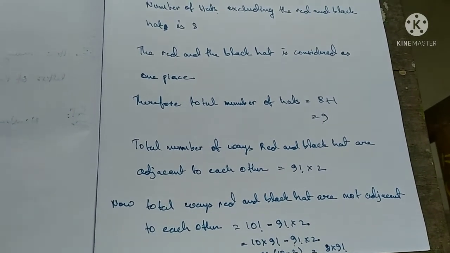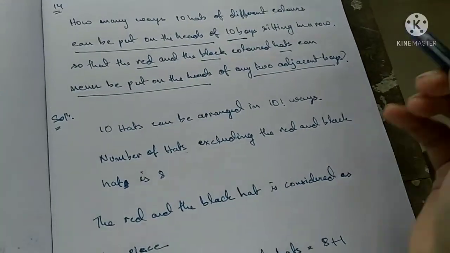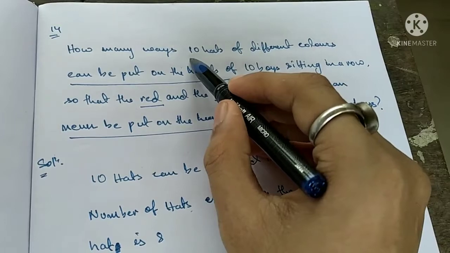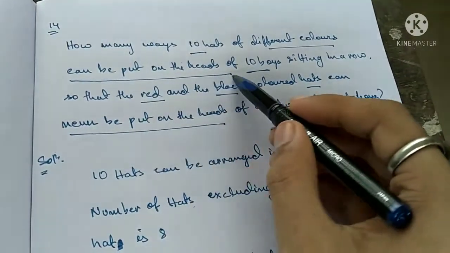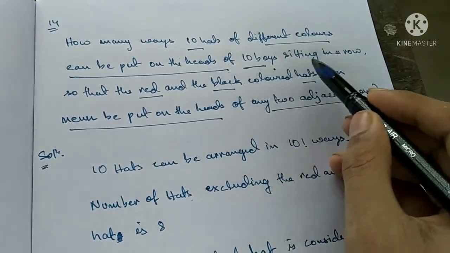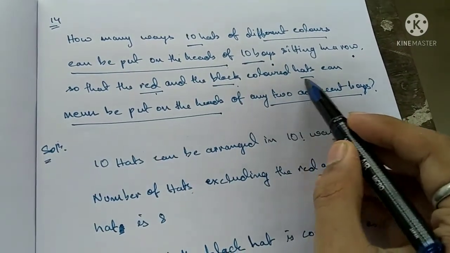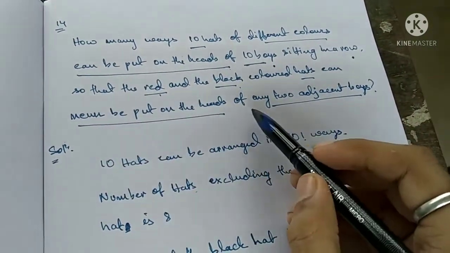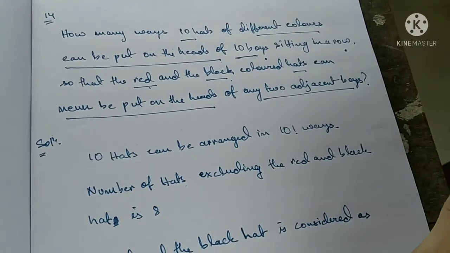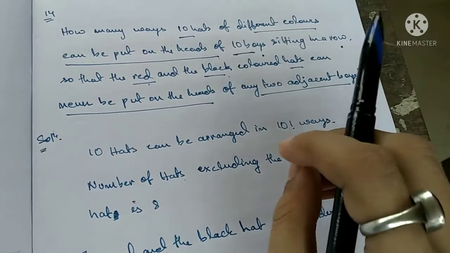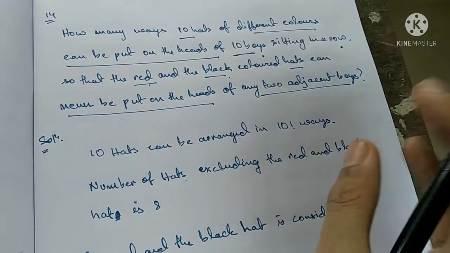Okay. So in here you see, first of all, the question is: in how many ways can 10 hats of different colors be put on the heads of 10 boys sitting in a row so that the red and black colored hats are never put on the heads of any two adjacent boys. Any two adjacent boys, on their heads I cannot put red and black.